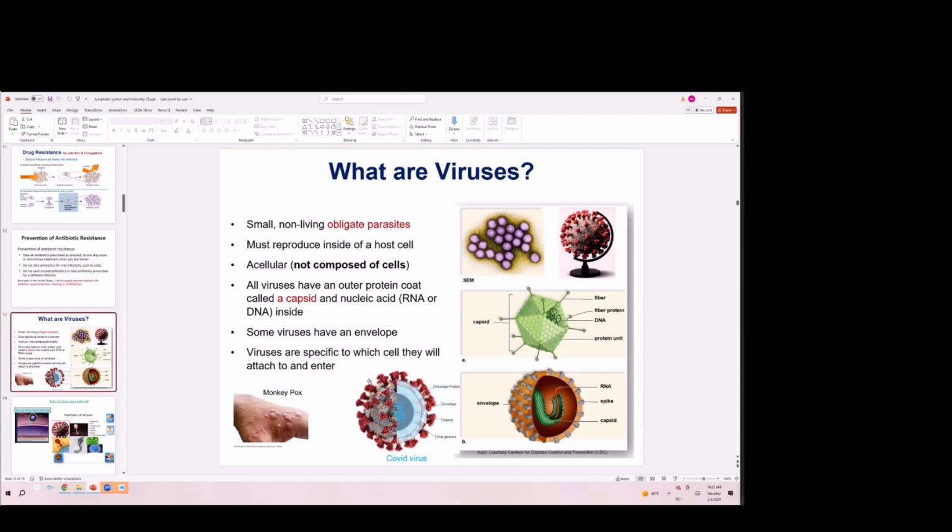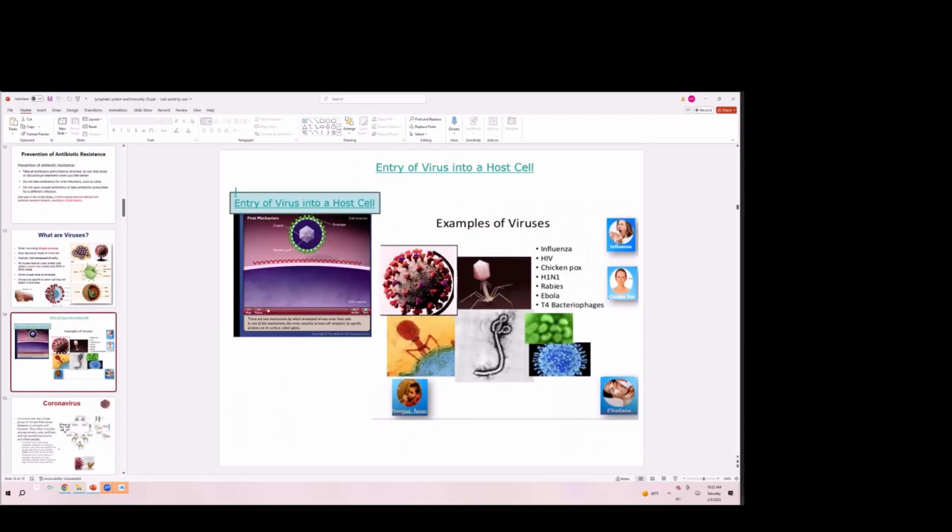So their structure, just remember this, they are non-living, usually referred to as virus particles, and they are obligate parasites because they require a host cell to invade and get into that cell for them to divide. What are some conditions caused by viruses? I think let's look at this one here.